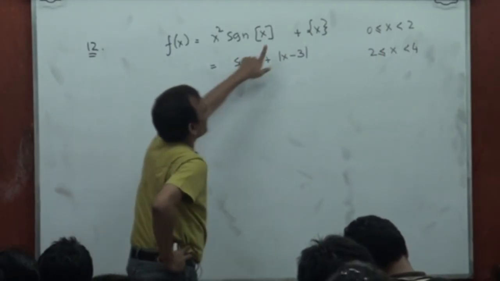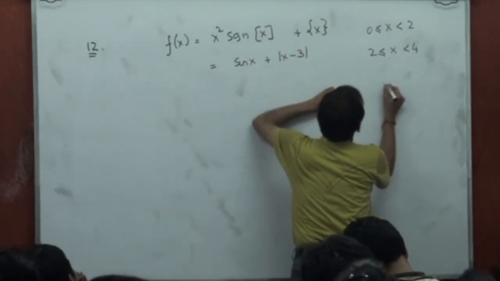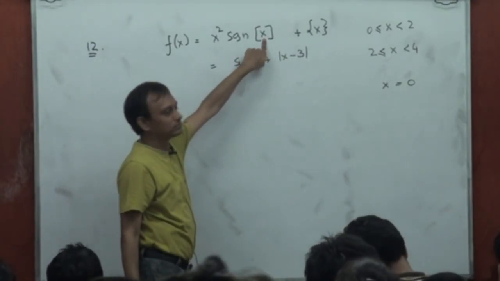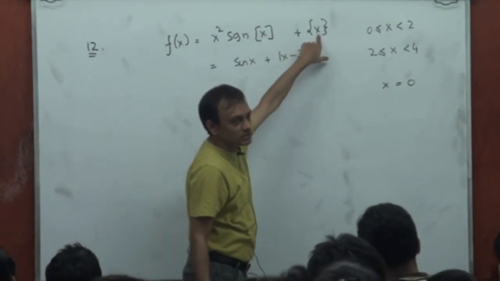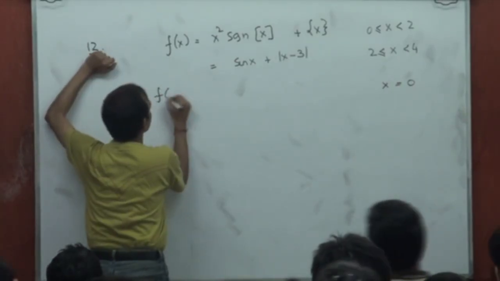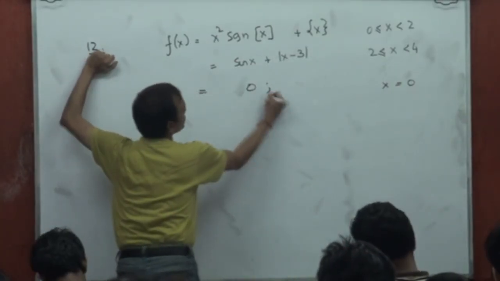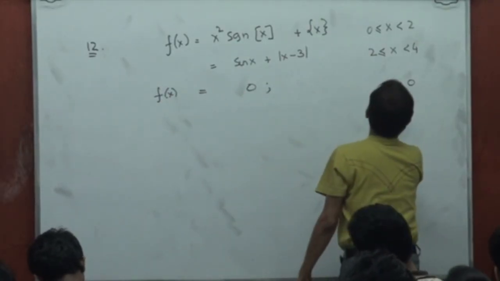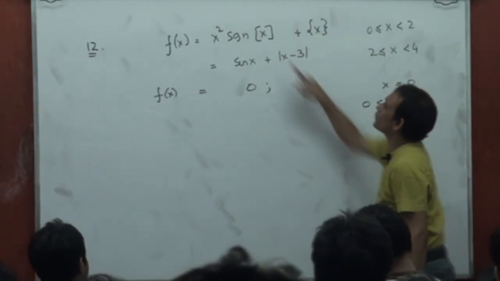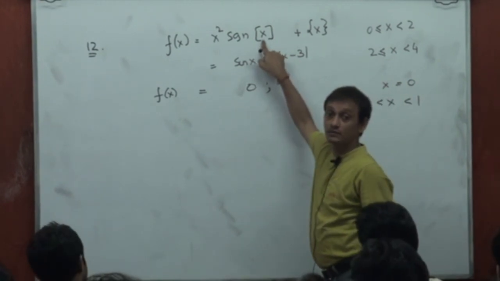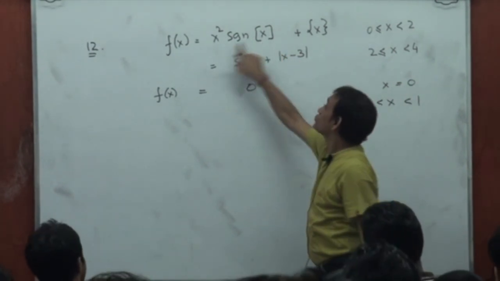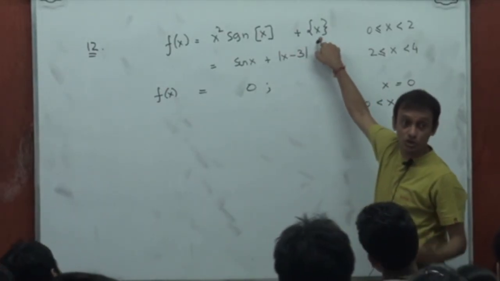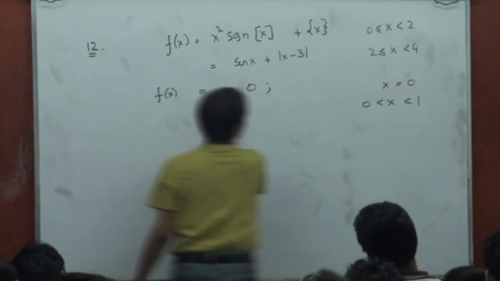Very clearly, isolate x equal to 0 from this interval. When you isolate x equal to 0, the floor will be 0 and the fractional part of 0 will be 0. So the function f(x) is 0 at x equal to 0, right? When x is greater than 0 but less than 1, what is floor x? Floor x will be 0. So this will become 0 and the fractional part of x will become x. When x is greater than 0 and less than 1, the fractional part of x is x.